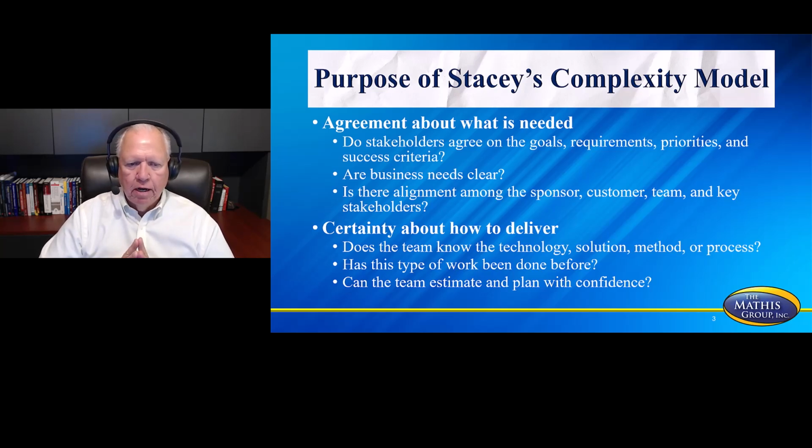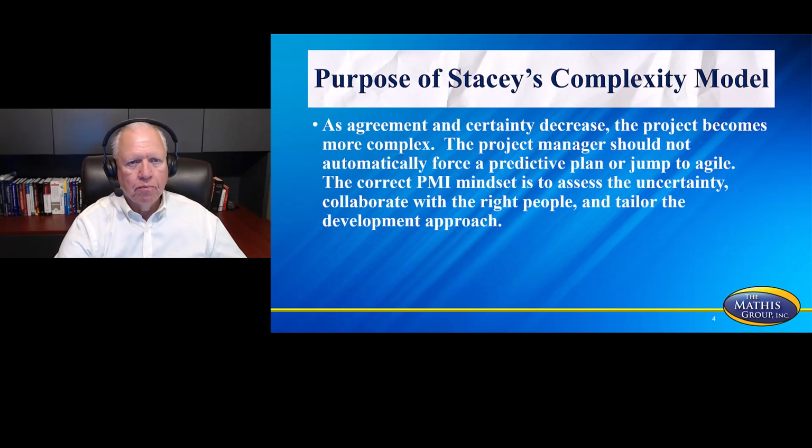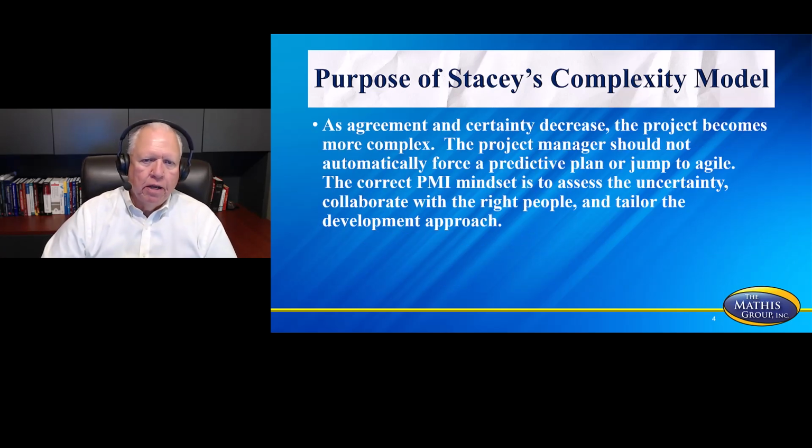Certainty about how to deliver. Does the team know the technology, the solution, the method, the process? Has this type of work been done before within the organization? Can the team estimate and plan with confidence? All of these pieces make a difference on whether we feel more comfortable with one model compared to another. As agreement and certainty decrease, the project becomes more complex.